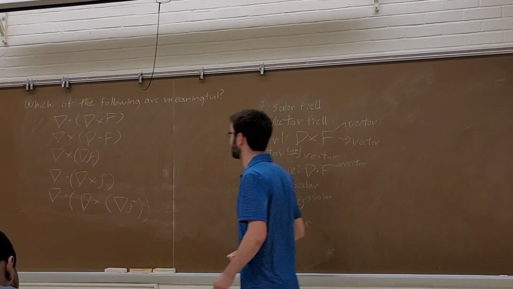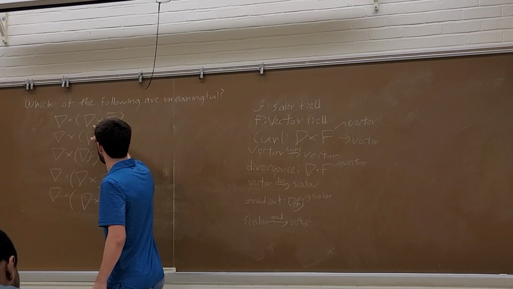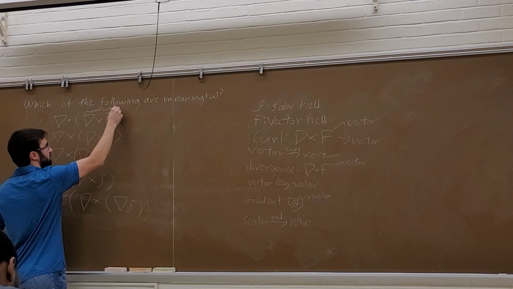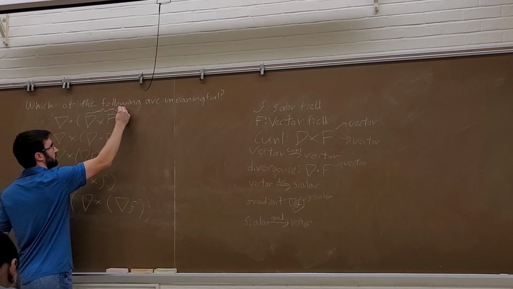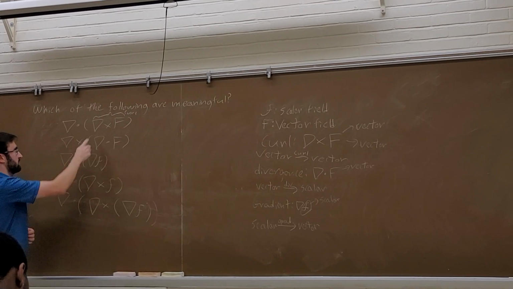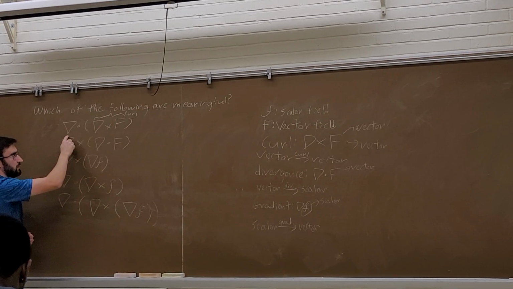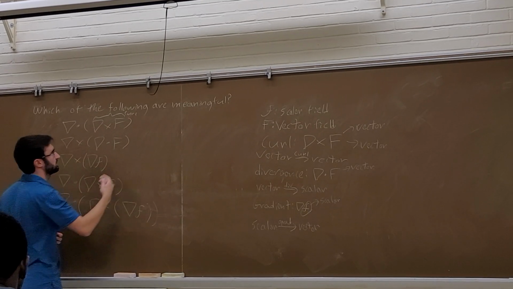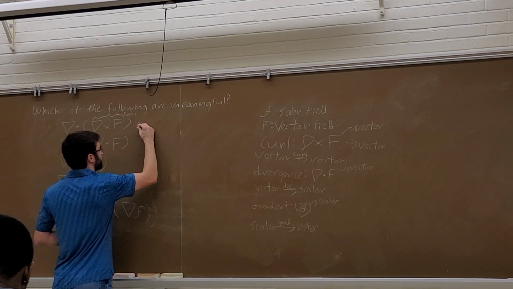So for the first one here, we have a vector. This is the curl, so that's going to go from a vector to another vector. Then we have the divergence, and for divergence you start with a vector. So that's meaningful. Write meaningful.